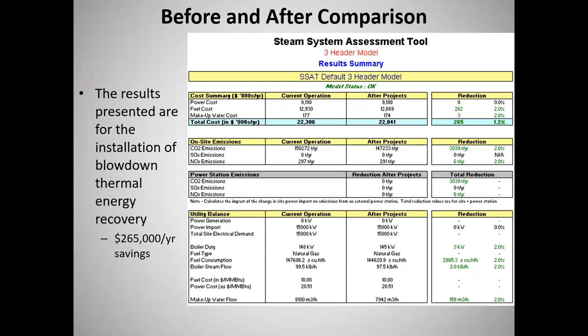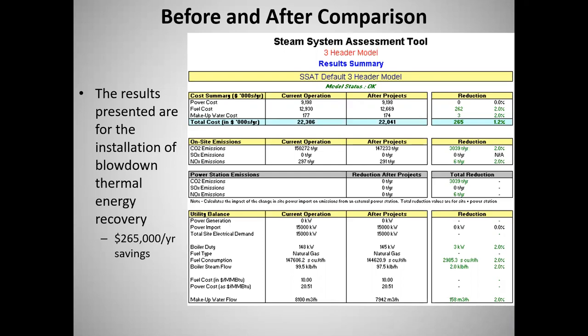This shows a before and after simulation. What this software does is it allows you to simulate a potential project. It will have different projects built into it, and you simply have to turn on a project in order to get it to simulate it. So you build the base case model, and then you tell it, for example, here, we want to investigate a blowdown thermal energy recovery system.